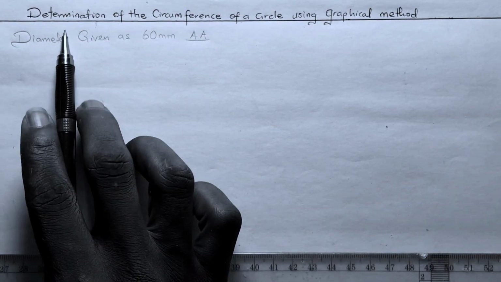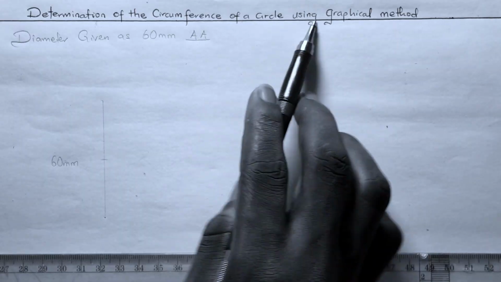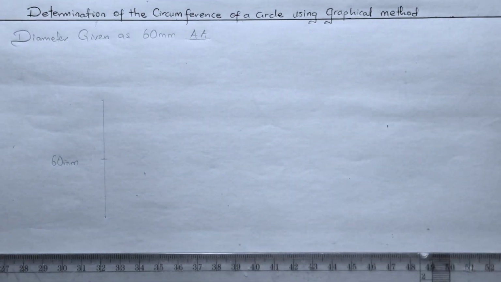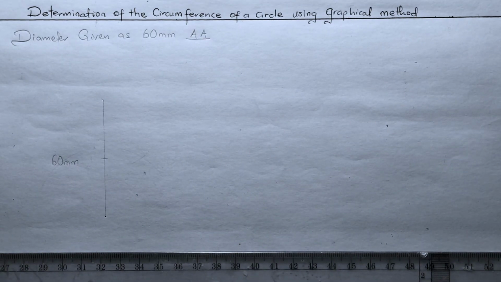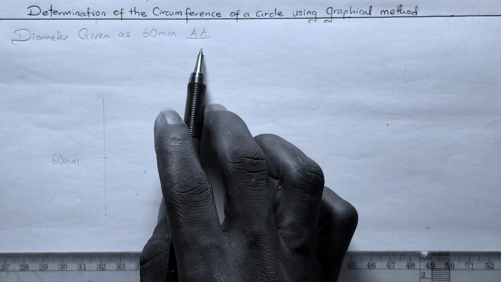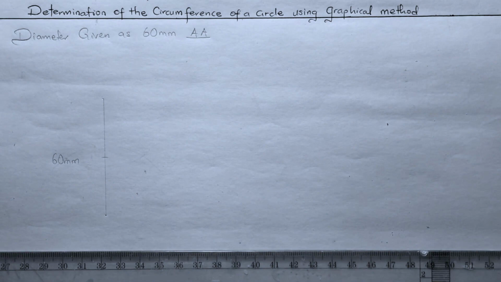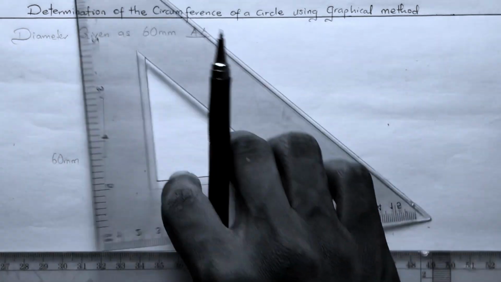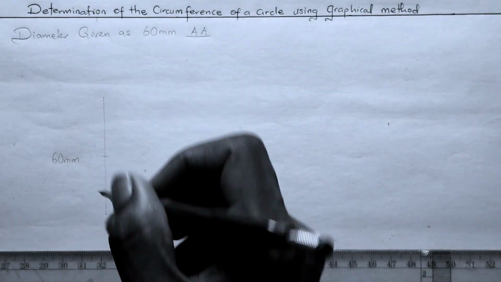In this video, we're going to be looking into determination of the circumference of a circle using the graphical method. To do this, the first thing is to draw an arc which has a diameter equal to the diameter of the circle whose circumference is to be determined. So we have a diameter given as AA, which is 60 millimeters. We have a length of 60 millimeters drawn here using our set scale to ensure a perfect vertical line.